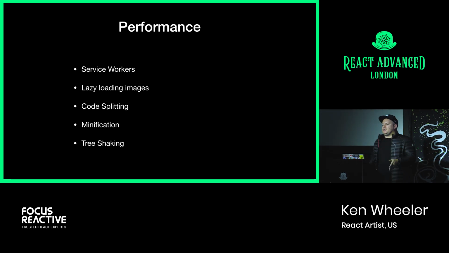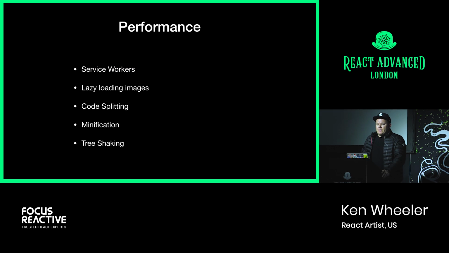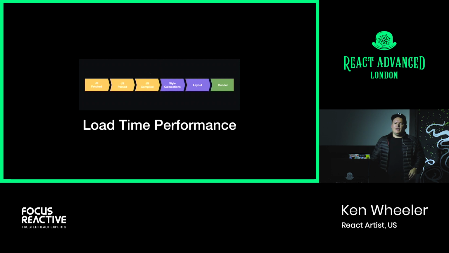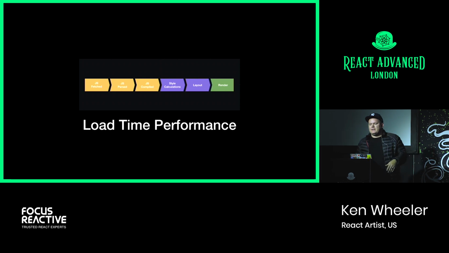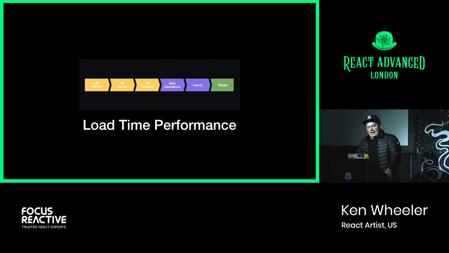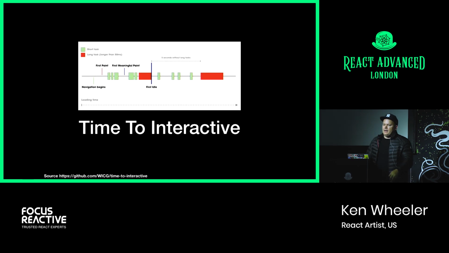Normally when you have a performance talk, what you're seeing are suggestions for things like service workers, lazy loading images, code splitting, all that stuff. A lot of the focus that I see is on load time performance. Everybody wants their site to load up on bad networks, network conditions that are less than favorable. And the big metric they always focus on is time to interactive.